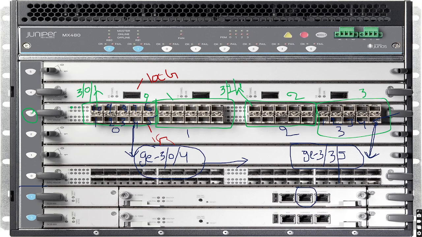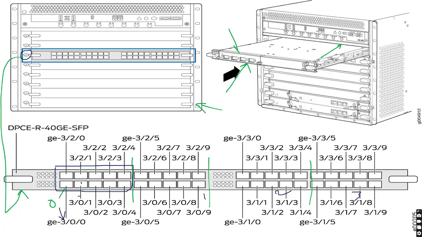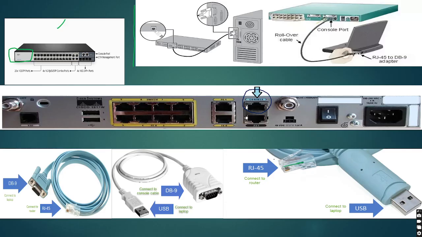Every hardware device must have a console port, because initially when you buy a product, you need to connect a cable. How exactly does the cable look? This is an Ethernet cable, RJ45. You need to connect this cable to here. The other end will be a serial cable, serial female pin. You will get this cable generally. Nowadays we will get USB to USB.